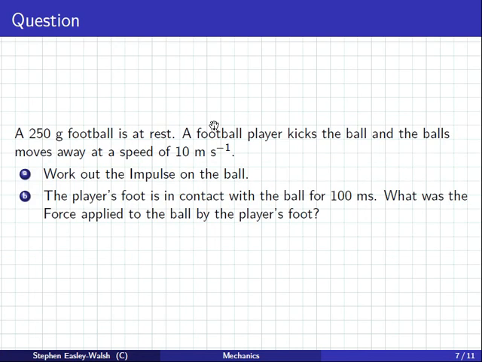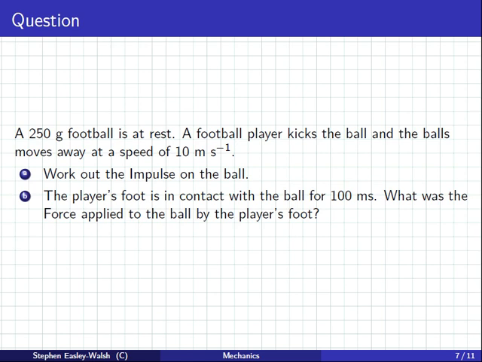Right. A 250-gram football is at rest. A football player kicks the ball and the ball moves at a speed of 10. What is the impulse? Okay, we can do this together. What formula could we use for impulse here? mv minus mu, isn't it? What's the u? 0. The v is 10. And the m? 0.25. Yeah. So, what's the I? Well, you can nearly do this in your head. It's going to be 2.5. Isn't it? 2.5. Yeah.